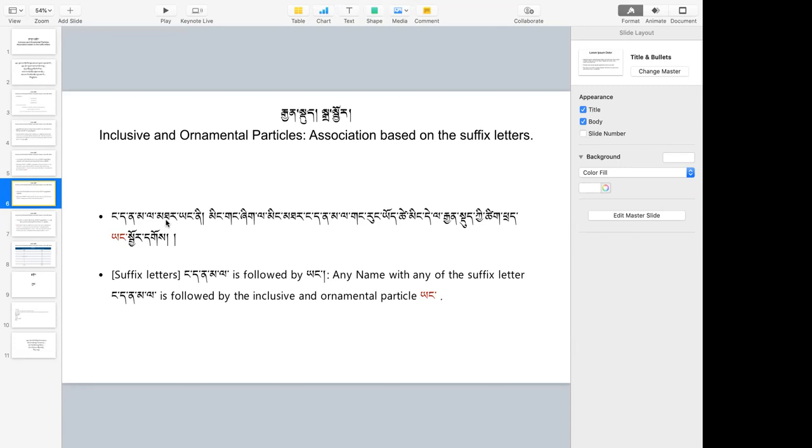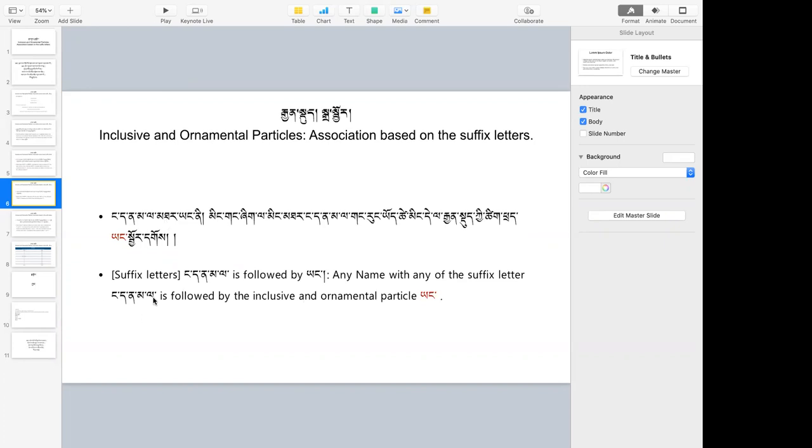So suffix letters nga, ta, nama, la is followed by yang. Any name with any of the suffix letter nga, ta, nama, la is followed by the inclusive and ornamental particle yang. So if there is a name, and any name, if there's any name which has the suffix letter nga, ta, na, ma, la.